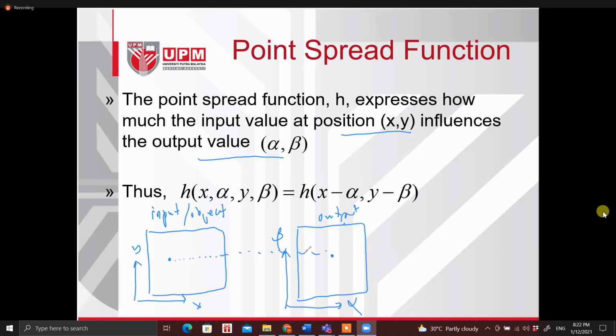image. And that's the reason why we can represent the point spread function as a relative value of x minus alpha, to show if there is any difference between the input and output. Yeah, if the input and output are exactly the same, then x minus alpha will become 0. Similarly for y minus beta, because it's going to show whether there's a difference between the original location in the input image and the location that is being recorded, alpha and beta.